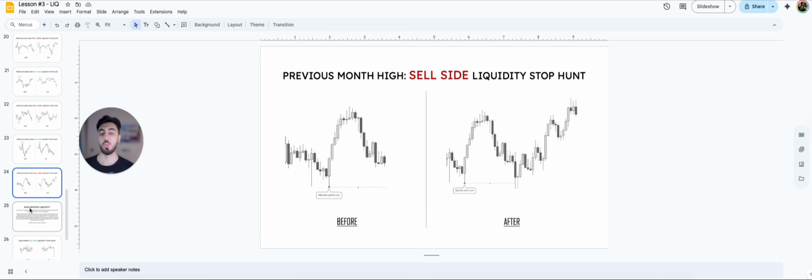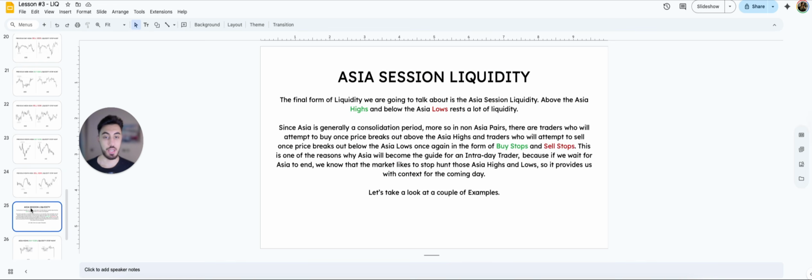Now, let's go with one of my favorite types of liquidity, which is going to be Asian session liquidity, right? So above the Asia high and Asia low, there is a lot of liquidity. Now, why? A lot of people say the Asia high and Asia low is the liquidity. Since Asia is generally a consolidation period, more so in the non-Asia pairs, there are a lot of traders who will attempt to buy once price breaks out above the Asia high, and traders who will attempt to sell once price breaks out below the Asia low. Once again, in the form of buy stops and sell stops.